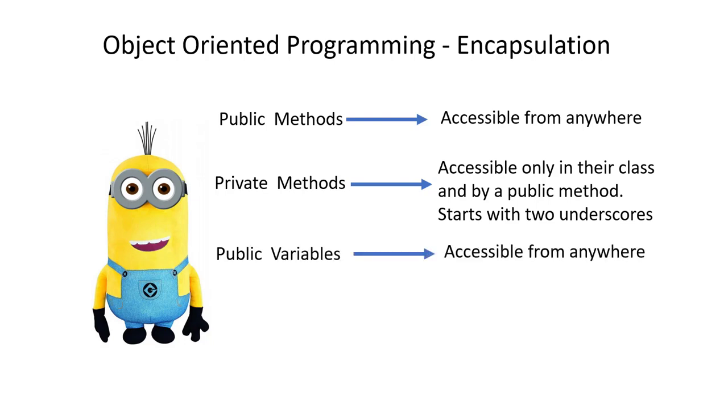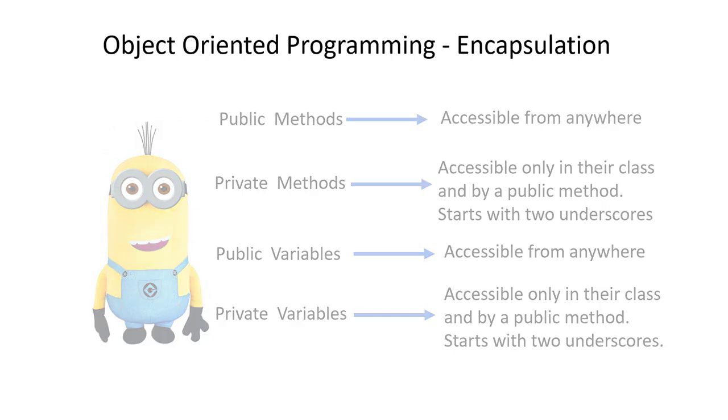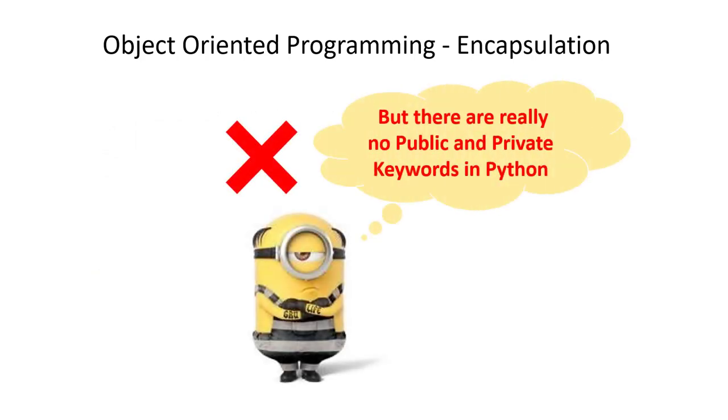And again, public variables can be accessed from anywhere by any of the objects without any restriction. Whereas private variables are only accessible within their class or by another public method. It again starts with a double underscore in its name as a convention of denoting a private variable. But let me hint at another very important aspect in Python. There are really no public and private keywords in Python. What? Then how do we really define private and public methods and variables in Python? We will see how we do that in detail in our Jupyter notebook.